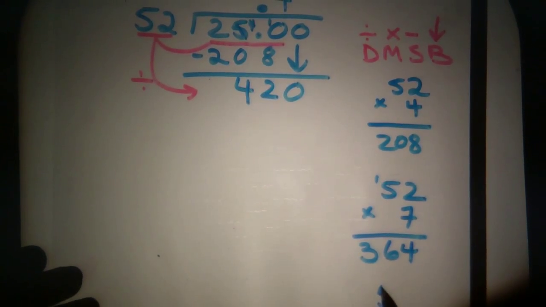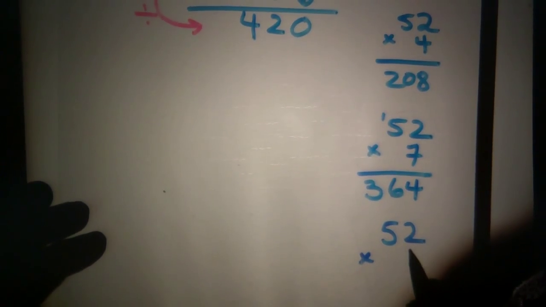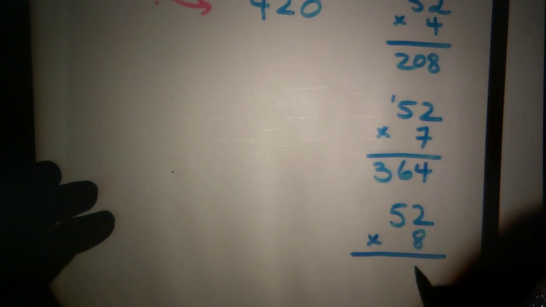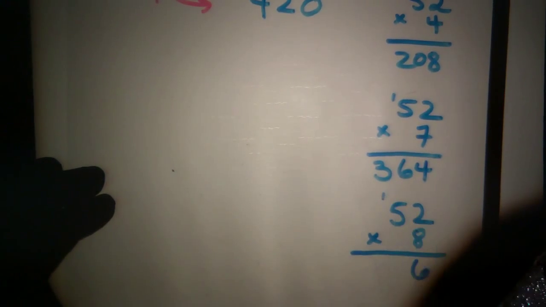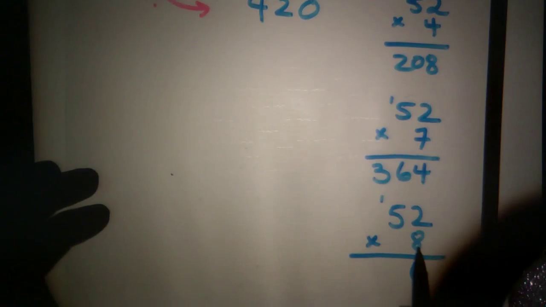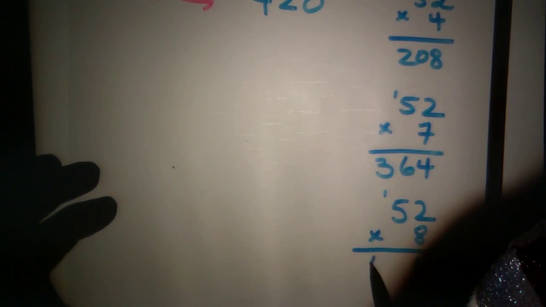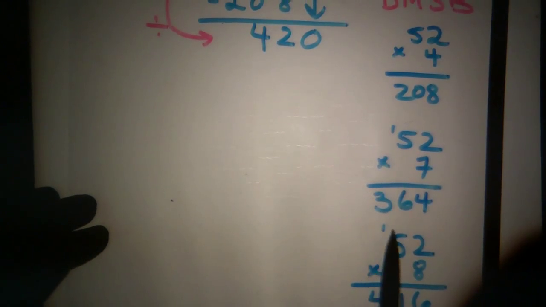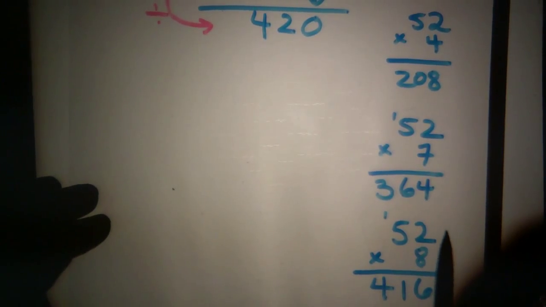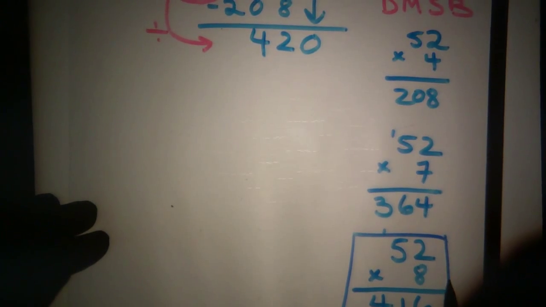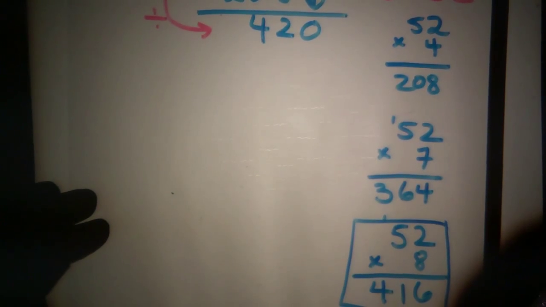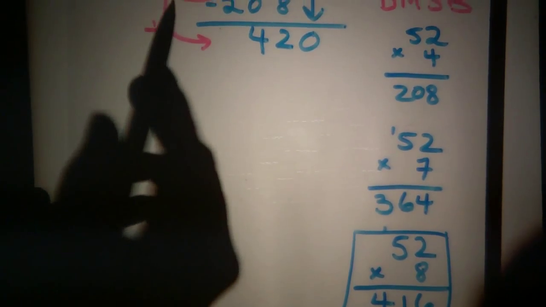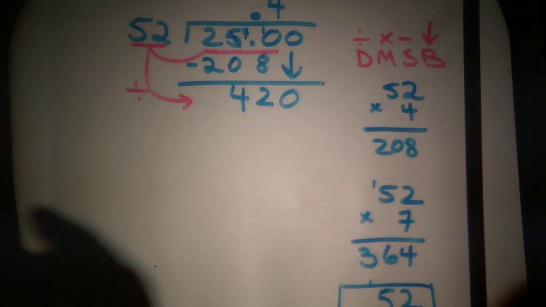Let's try it again. 52 times 8 this time. 2 times 8, 16. Carry your 1. 5 times 8 is 40. Plus 1, 41, so 416. Which number gets me closest to 420? 52 times 8 gets me the closest with 416. So 52 can be divided into 420 8 times.